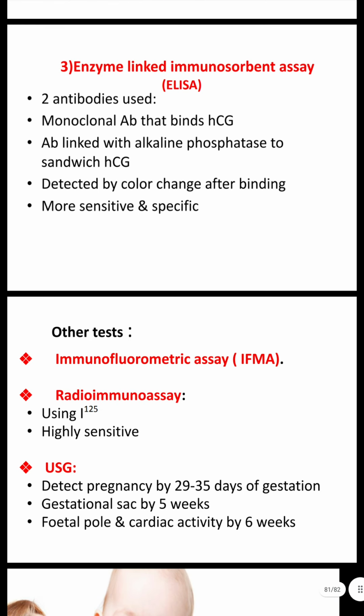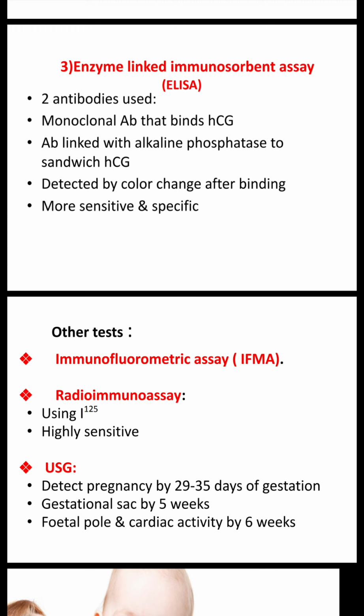The third method is ELISA, that is enzyme linked immunosorbent assay. Here 2 antibodies are used. The monoclonal antibody binds HCG, and the antibody linked with alkaline phosphatase sandwiches the HCG, detected by color change after binding. This is more sensitive and more specific.